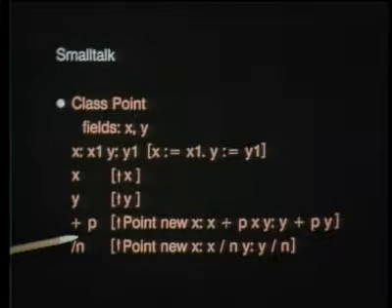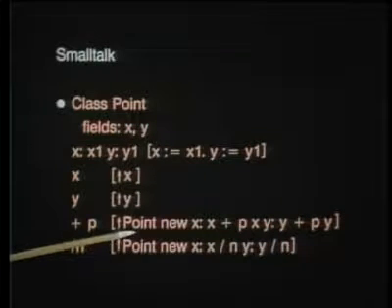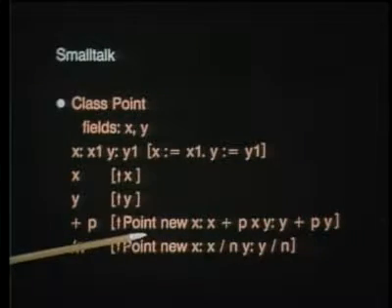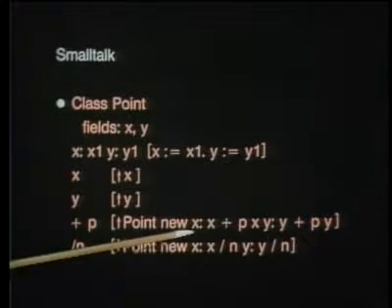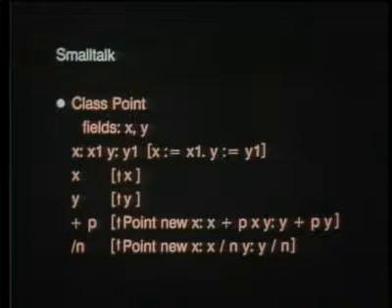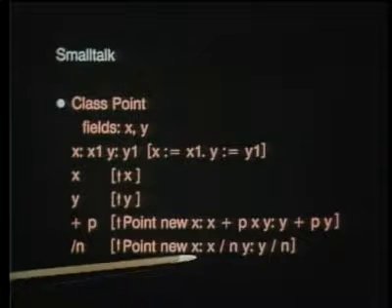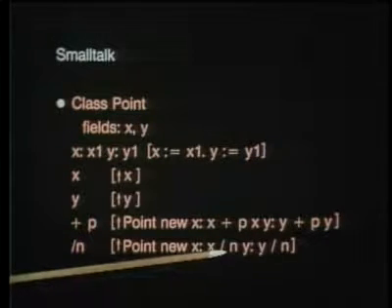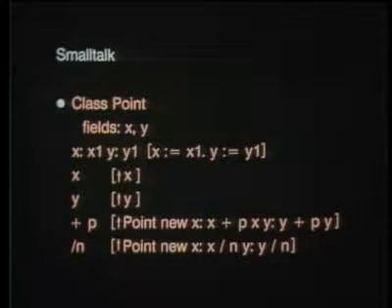If you send it the message plus and another point, then it will create a new point, sending new to the class Point, which will make up a new, blank one, and initialize it with an X coordinate, which is this point's X plus the other point's X, and a Y coordinate, which is this point's Y plus the other point's Y. So this is just a short way of doing vector addition of these two coordinate pairs. And this last message down here would divide a point by a certain scalar value. It creates a new point whose X coordinate is divided by n from this one, and whose Y coordinate is scaled down by n as well.